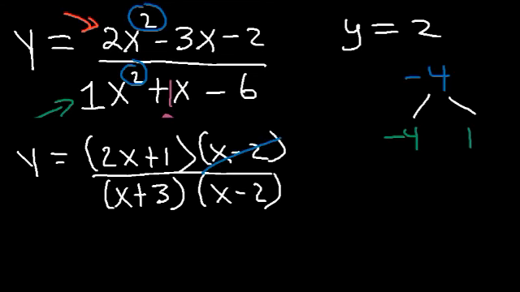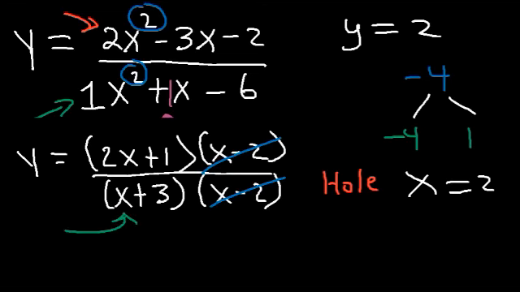Notice that we can cancel x minus 2. So the vertical asymptote is not x equals 2. In fact, x equals 2, the part that's canceled, is a hole. The vertical asymptote is the part that remains in the surviving equation. So the VA is going to be x is equal to negative 3. You set x plus 3 equal to 0.